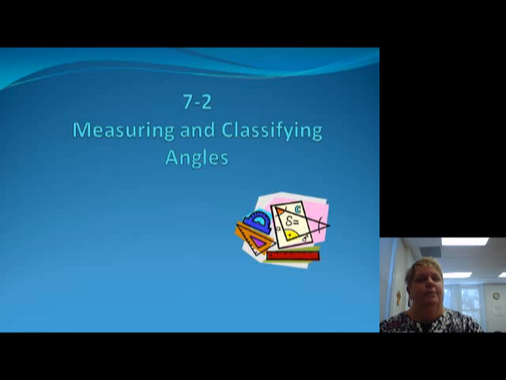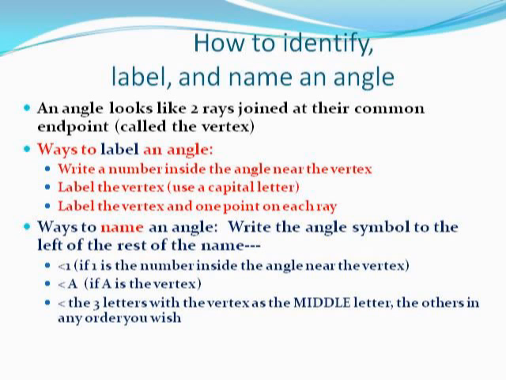Lesson 2, we're measuring and classifying angles. So once again, we're going to look at how to identify one, how to label one, and how to name one. An angle looks like two rays that have joined together at their common endpoint called the vertex. So we have two rays with one common endpoint, and they would go on in either direction. That would be an angle.